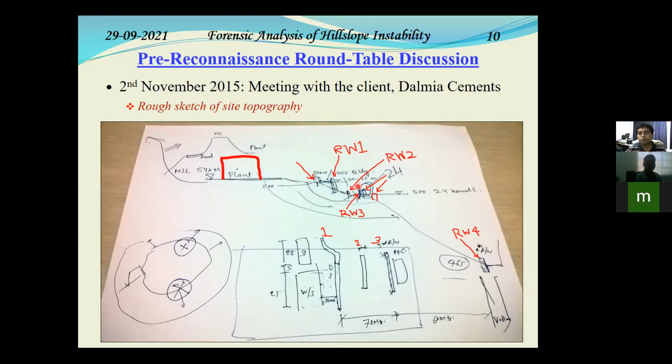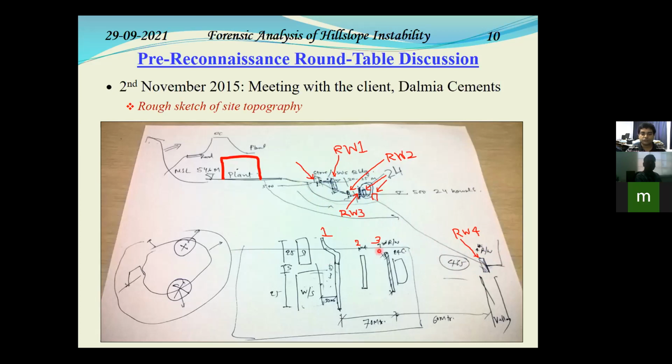So RW2 was constructed to protect the movement of the road. But unfortunately, nothing happened. Everything started moving, and one fine day, after quite some showers of rainfall, the entire slope collapsed. There was another retaining wall, RW4, constructed in between, thinking it would protect the slope, but it was quite far downhill and did not serve any purpose.